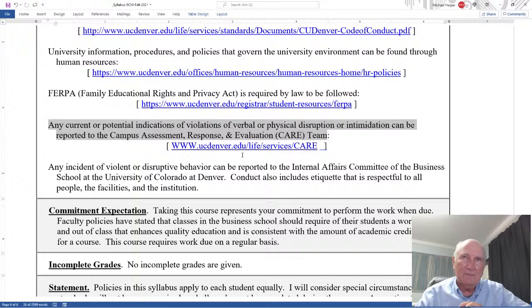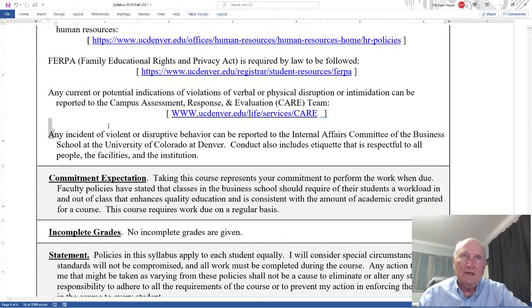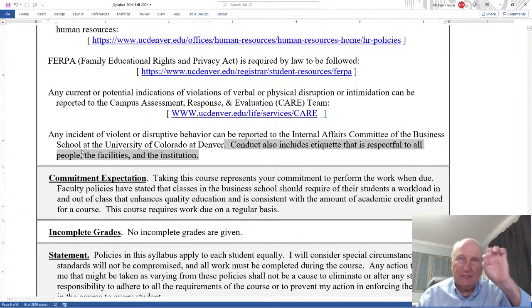They're not coming in; it's a university resource to assess, respond, evaluate what's happening, and support and help to move in the right direction. Any incident of violent or disruptive behavior, and by the way, this behavior could be verbal or physical, can be reported to the Internal Affairs Committee. Conduct also includes etiquette that is respectful to all people, to the facilities, and to the institution.